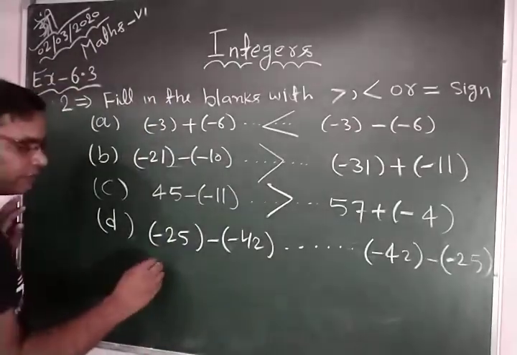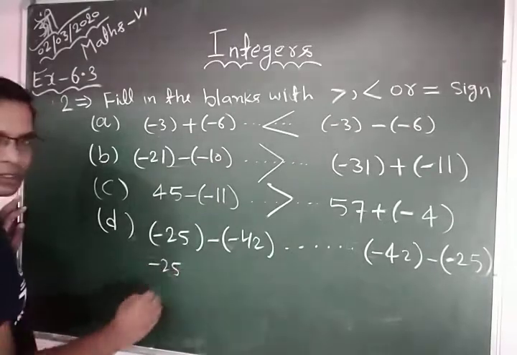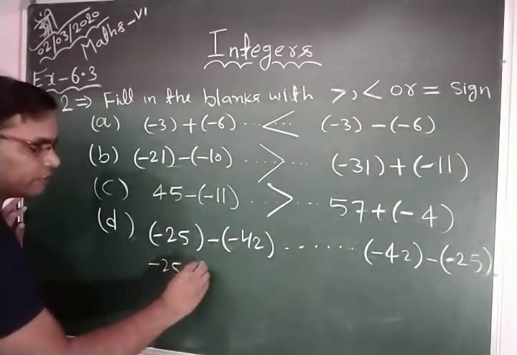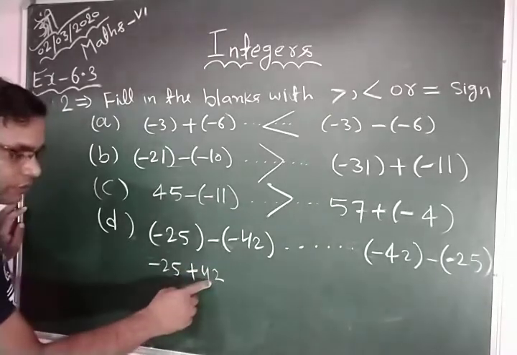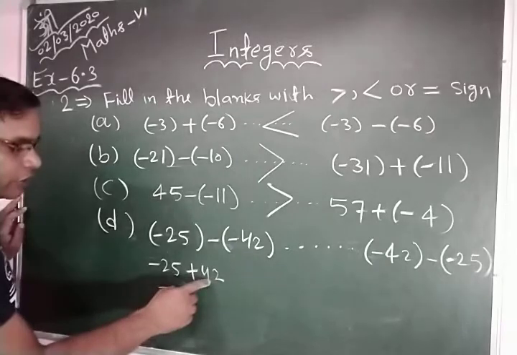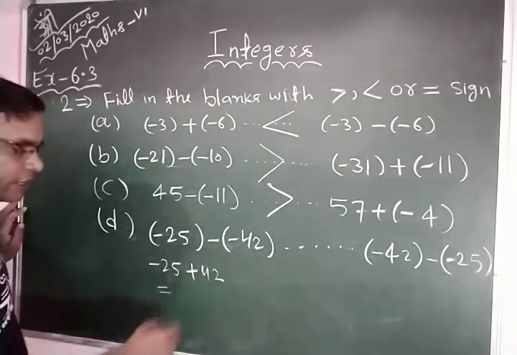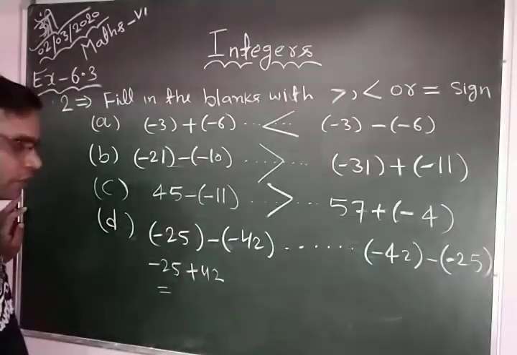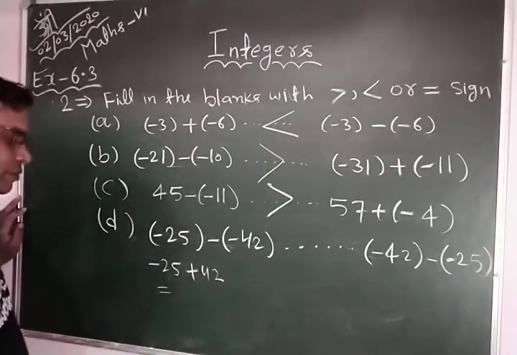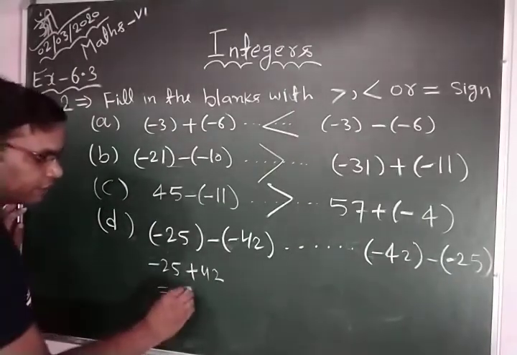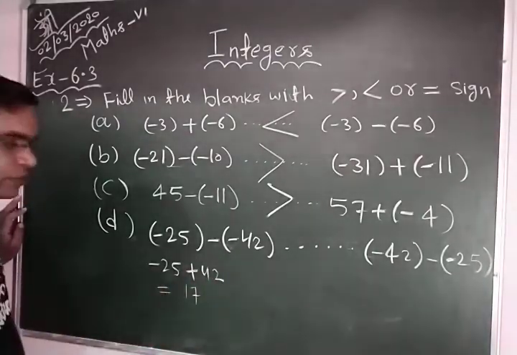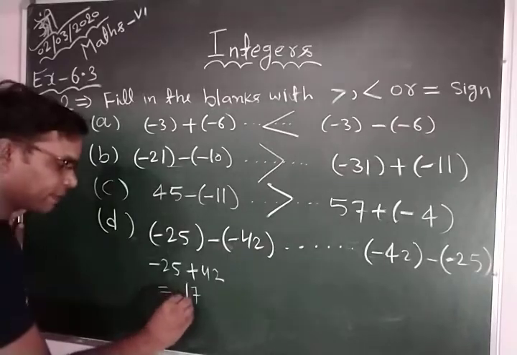Here you write minus 25 as it is, and here minus into minus becomes plus. This is 42. So this is 42 minus 25. Okay, this is positive, this is negative. So we subtract 25 from 42 because 42 is greater than 25. So this is equal to 17. Okay, 42 minus 25 is equal to 17.